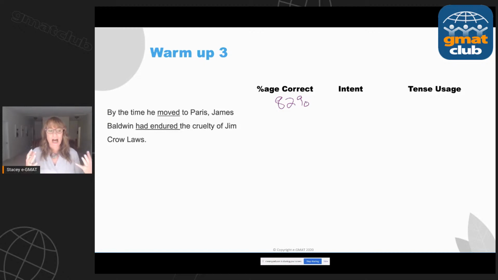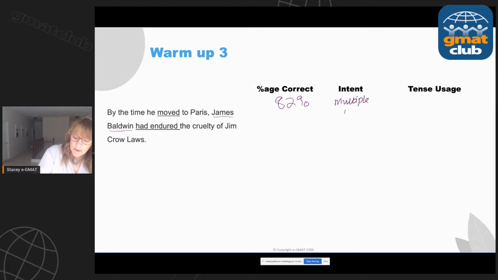So we have the author talking to us about James Baldwin. Now, James Baldwin is a historical figure, and we have more of a story being told to us. We have this story being expressed of what has happened in James Baldwin's life. We often see this a lot when authors are telling us about people and the events of people's lives. So we see more sequencing, okay? So we have multiple events.